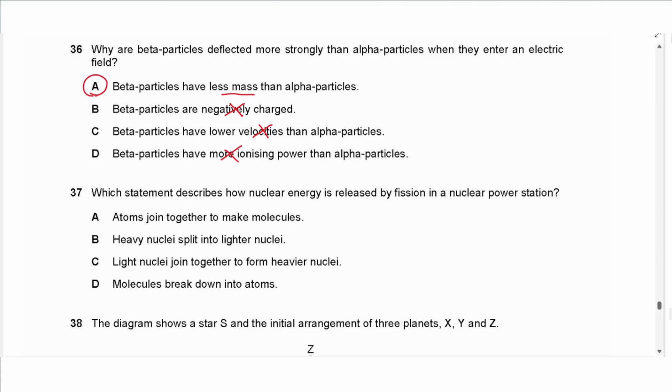Question 37 says, which statement describes how nuclear energy is released by fission in a nuclear power station? Fission means the splitting of a heavy nucleus. So atoms join? No, not atoms. Heavy nuclei split into lighter nuclei? Yes. Light nuclei join? That is fusion. Molecules break down? No. So the answer is B.